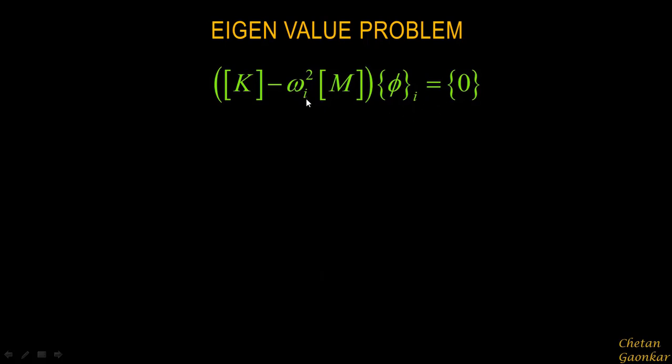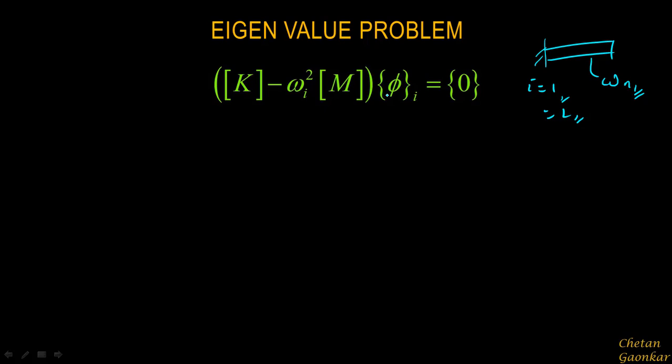I have put this suffix i here in order to take care of the continuous system, because a continuous system will have how many natural frequencies? It will have infinite natural frequencies. So if i is equal to 1, we will be able to extract the first natural frequency of this system, and we'll get the corresponding first mode. If i is equal to 2, then we'll be able to extract the second natural frequency of this system and the corresponding second mode shape, and so on.